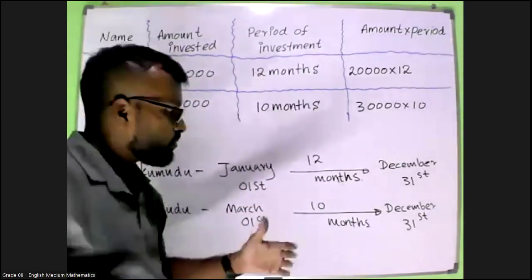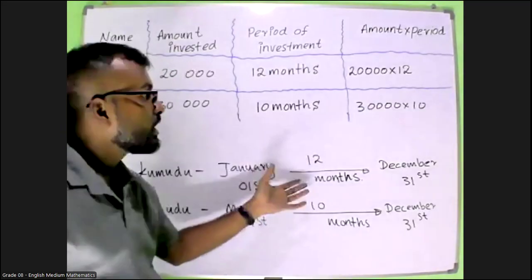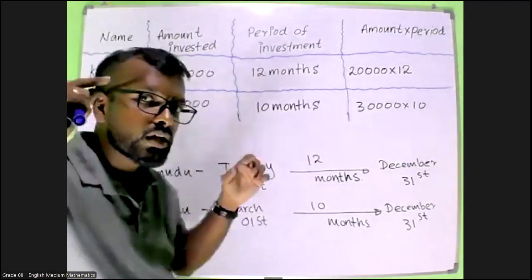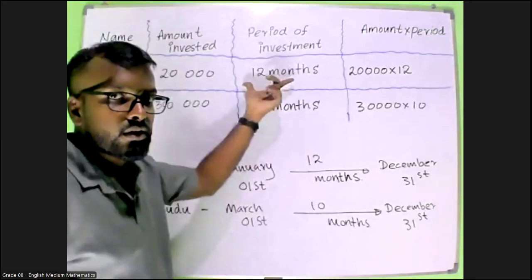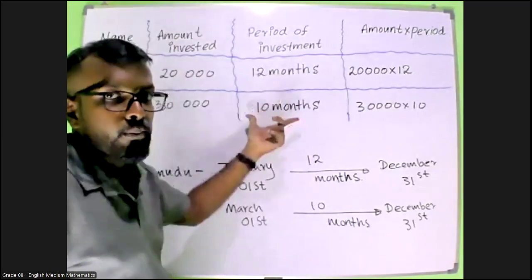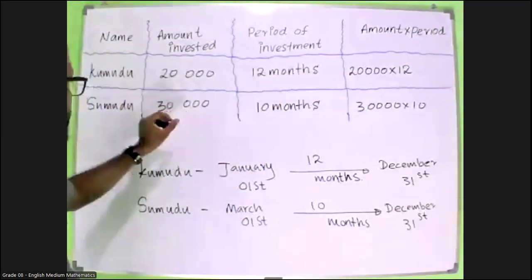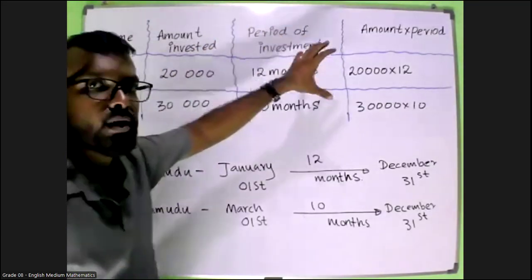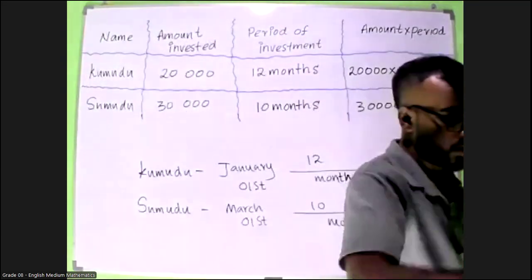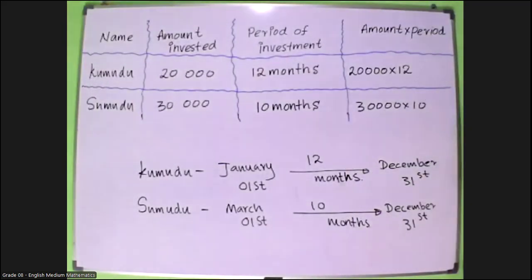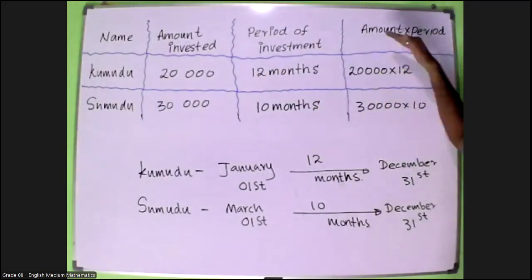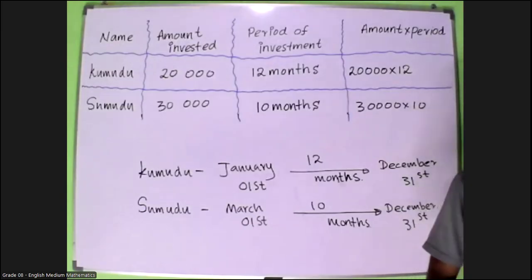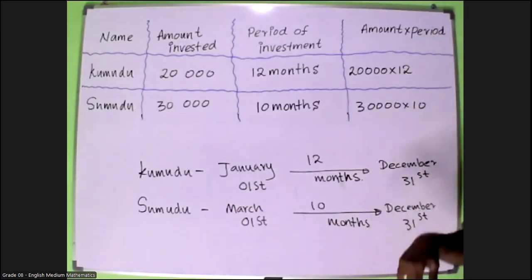You actually don't need to draw this. If you use your mind, you can calculate the number of months for Pudu and for Sunu. This is how we are going to fill this kind of table, by reading the question. Please write this. If you want, you can write down this part separately.